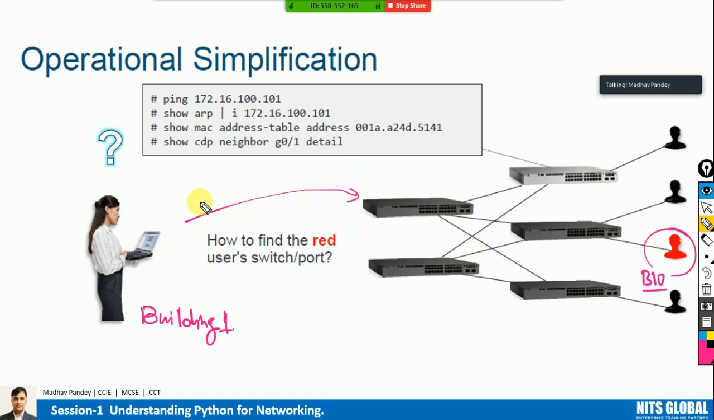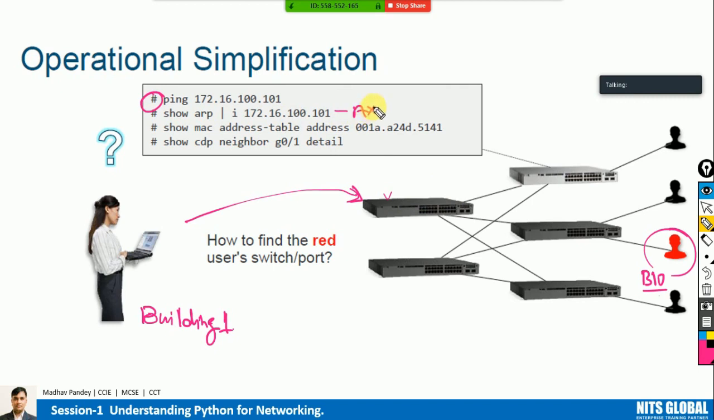First of all, you will ping step by step. I have mentioned the steps here. You will ping this IP address. Once you ping the IP address, you will go to this particular first device and check the ARP table. That ARP table will give you the MAC address of this particular IP address. What is the MAC address of this particular IP address?